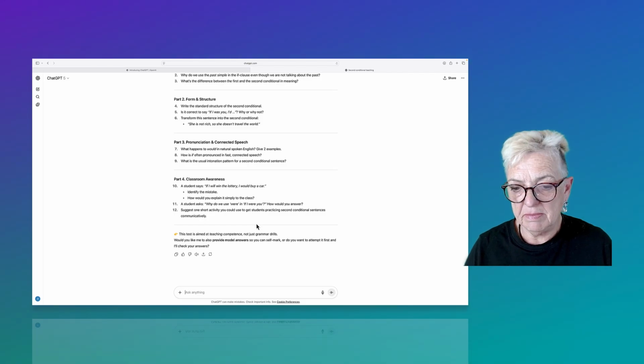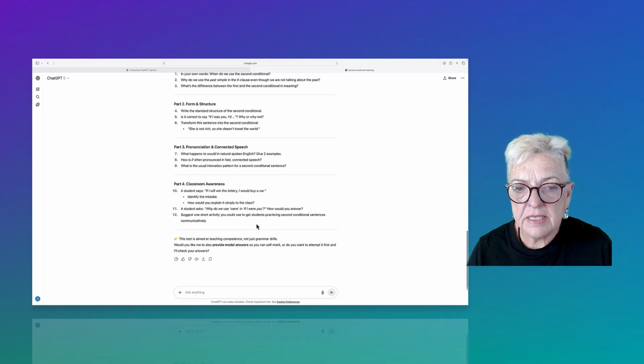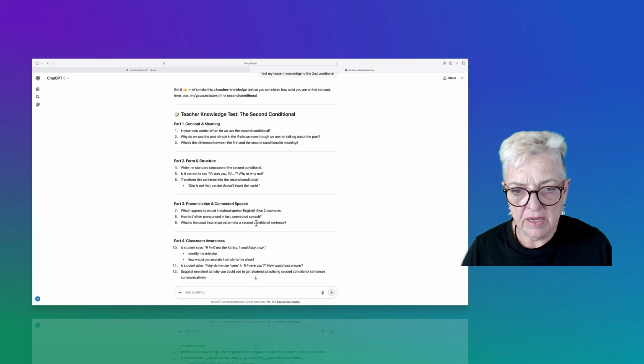And it will provide me model answers if I want them. Okay, so the idea is it's testing my competence. Do I feel ready to teach this to my students? Okay, yes. I'm pretty good with the second conditional.